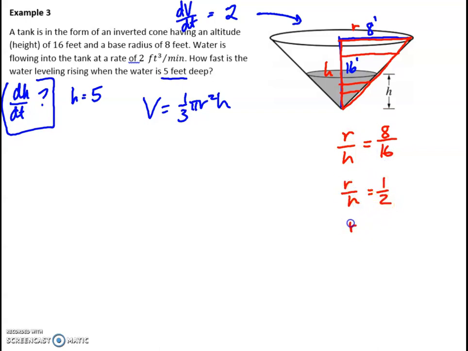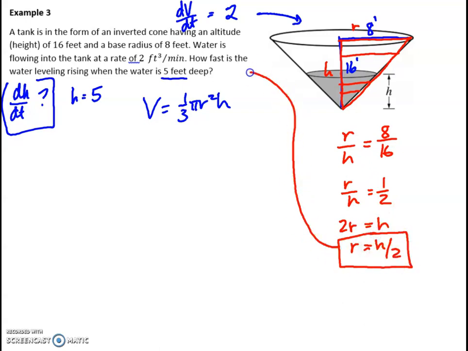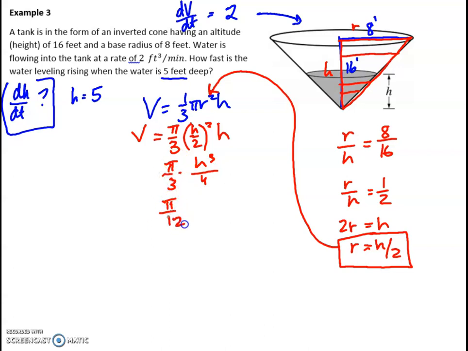And I'm going to cross multiply. So I get 2r equals h, or r equals h over 2. And you're going to see in a moment why this is so nice. In this problem, that means I can replace the r with an h over 2. And now, guys, how many variables are on the right? 1, just h. You end up with h cubed over 4 times pi over 3, or pi over 12 h cubed. That makes it a heck of a lot easier to take the derivative of.